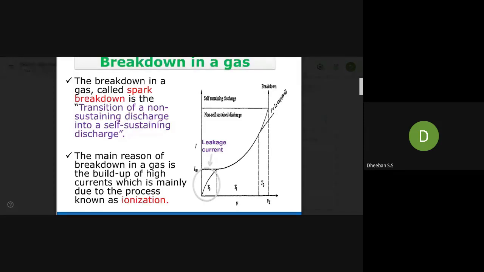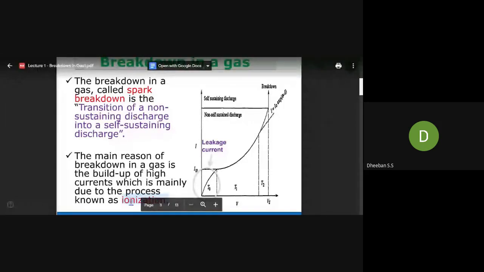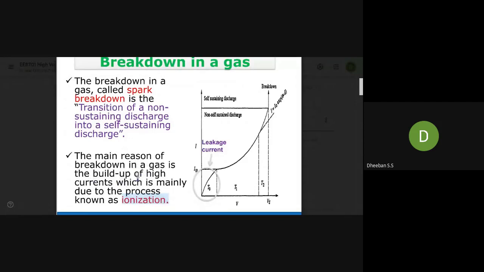After the charges separate, your air will be ionized by the negative ions in the cloud. When it is ionizing, the nearby ions in the air will also get ionized, so it forms a chain. The process happens in a chain format. The main reason is only the ionization. Ionization is the breakdown of gas, the build-up of high currents, which is mainly due to the process of ionization. So you have to take into account the mechanism of lightning that you have seen in unit 1.